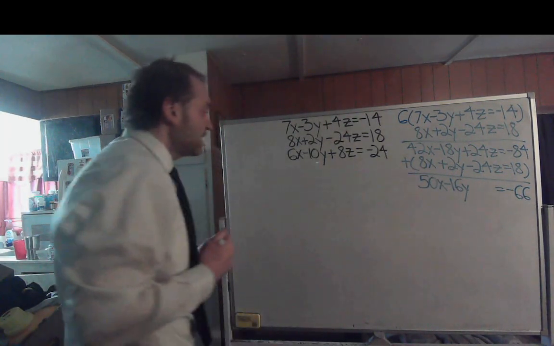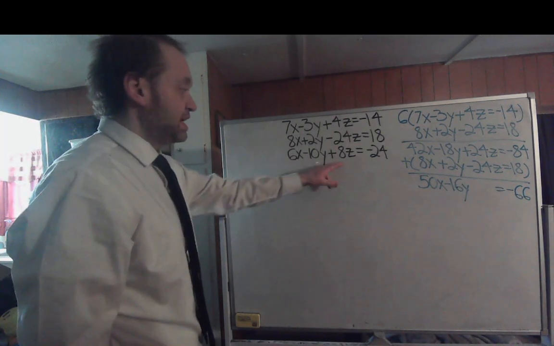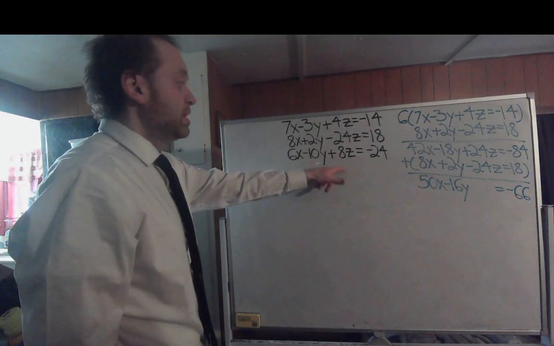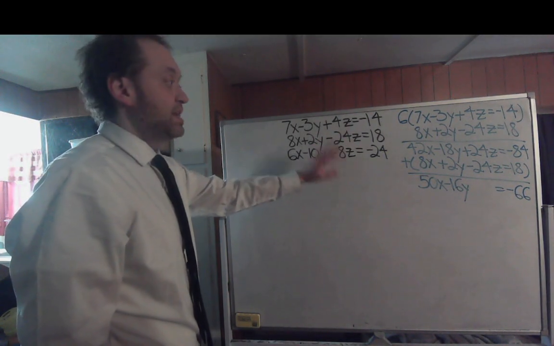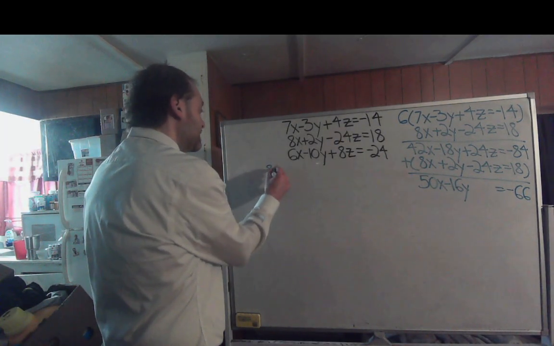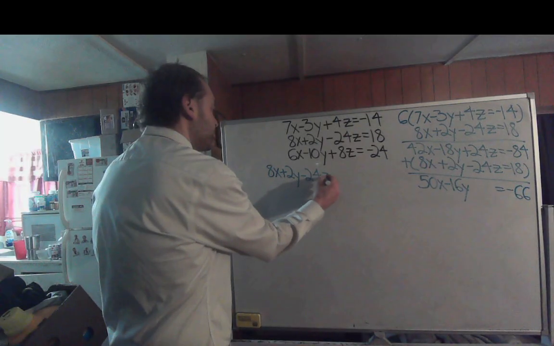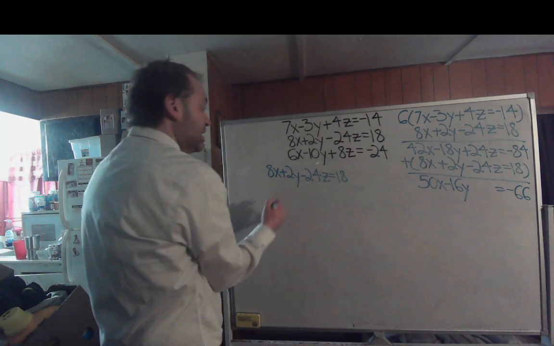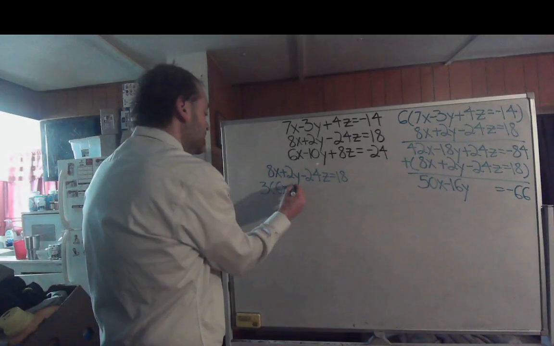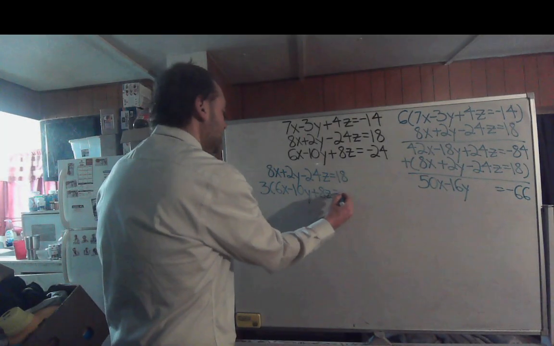Now, if I want to get a second equation, if I take 3 times the third equation, I'll end up with another positive 24z. And then I'll have this negative 24z. That would eliminate the z variable a second time. So let's take our 8x plus 2y minus 24z equal to 18. And then we're going to take 3 times that second equation of 6x minus 10y plus 8z equals negative 24.